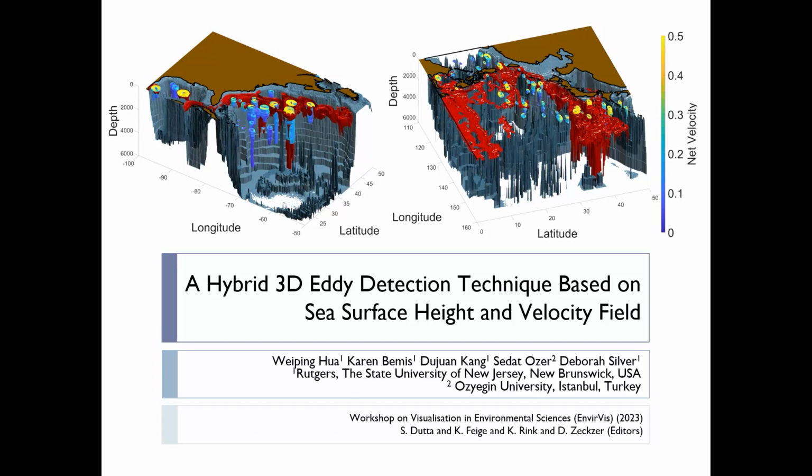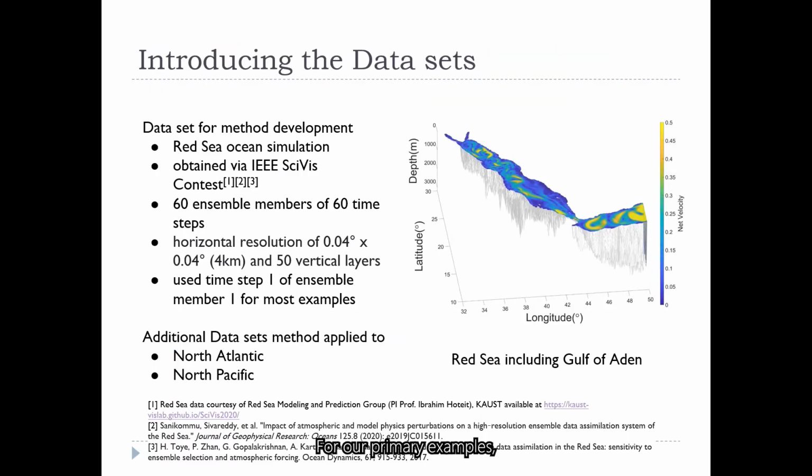yellow to blue. The right figure shows the Gulf Stream in red and the eddies detected in the North Atlantic in yellow to blue. For our primary examples, we use a numerical simulation of the Red Sea that was provided to the IEEE SciViz Contest 2020 by the Red Sea Modeling and Prediction Group under Professor Hoteit at KAUST. This figure shows the surface velocity magnitude pattern and the 3D extent of the Red Sea dataset.